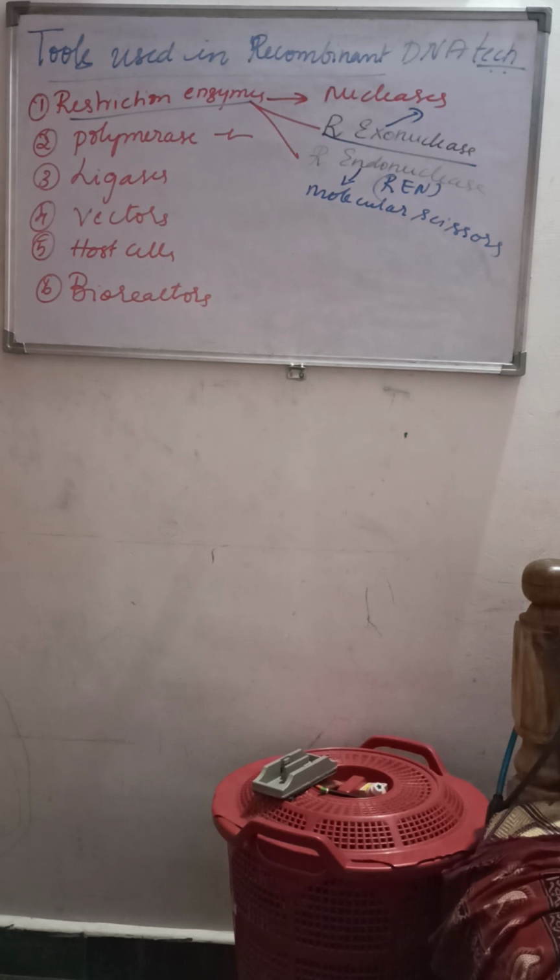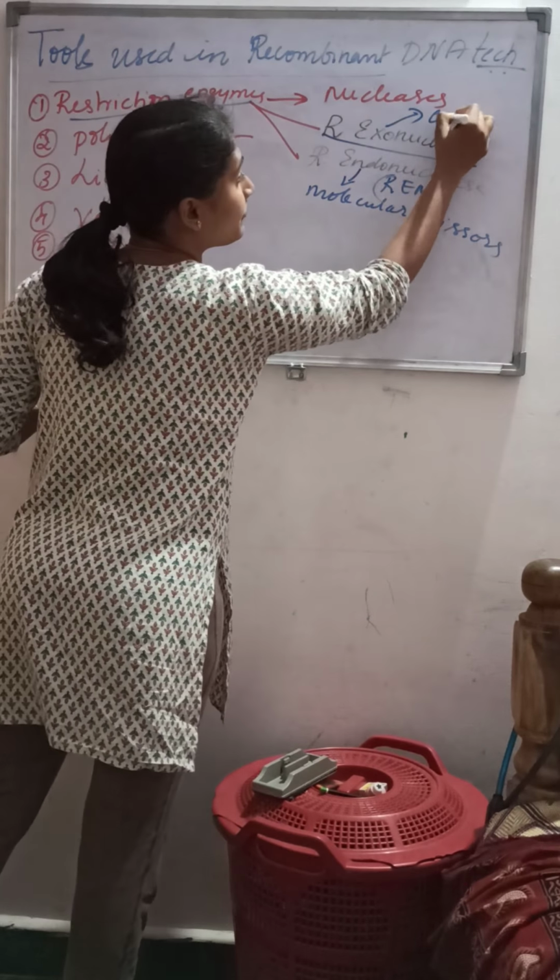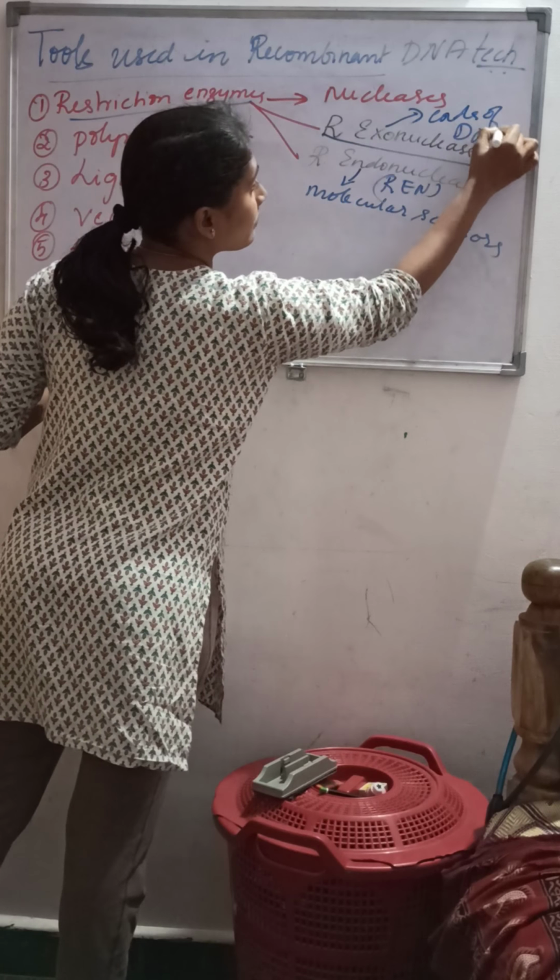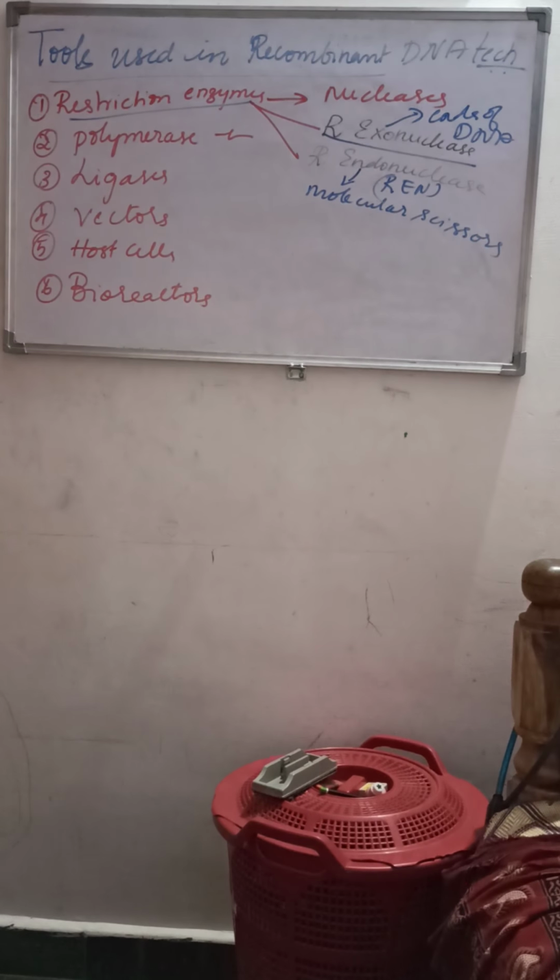So what are the restriction enzymes? These are the larger class of enzymes belonging to the nucleases which will cut the DNA at specific sites, which are of two types, that is restriction exonuclease and restriction endonuclease. So the restriction exonucleases are the nucleases used to remove the nucleotide from the ends of the DNA. So that is, the nucleotide has been removed from the ends of the DNA.